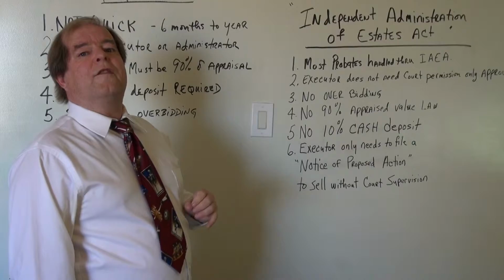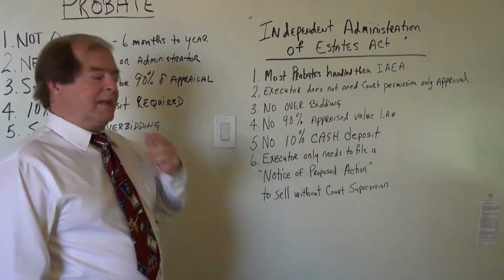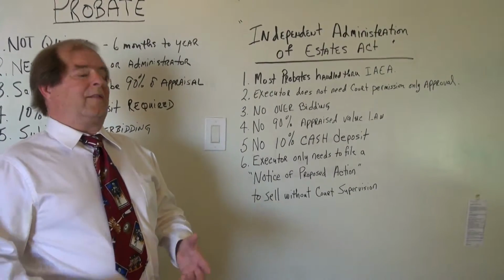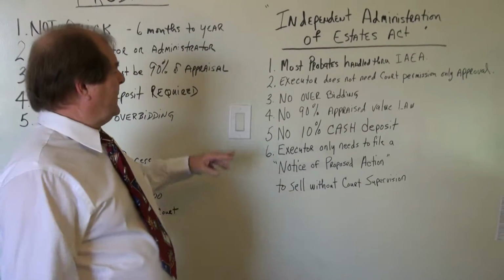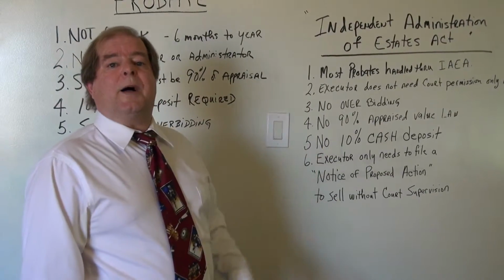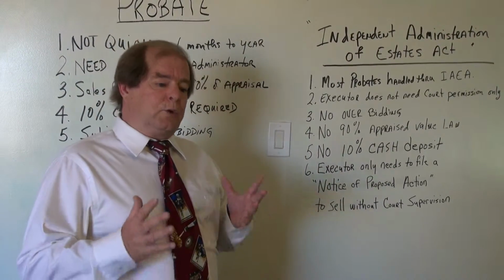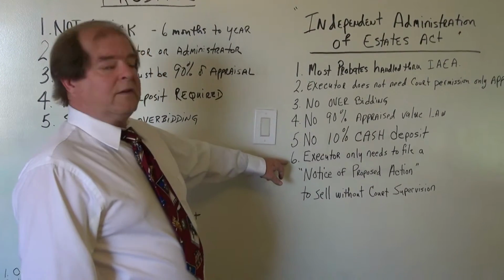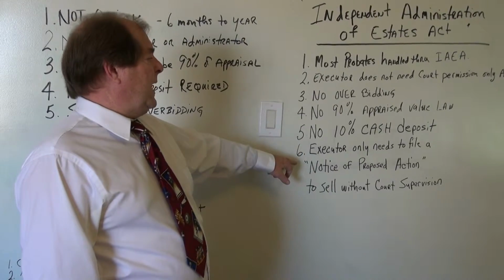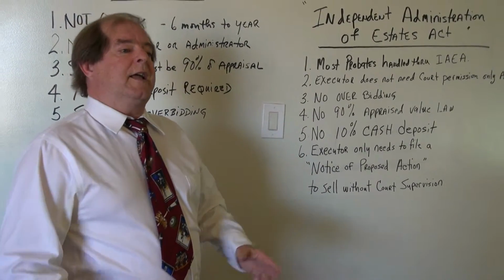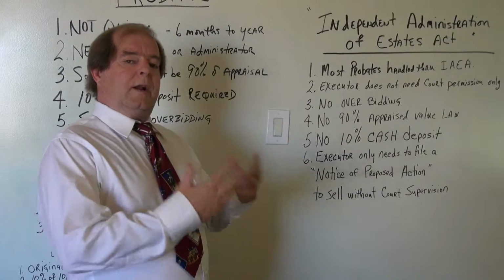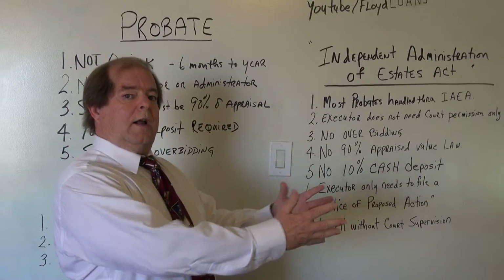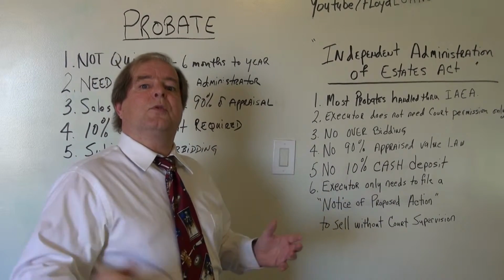There's also no overbidding. I love that personally, because I'd like to buy something for $50,000 that might be worth $100,000. If there's overbidding, everybody's going to show up and overbid that one. You also do not need a cash deposit. It's up to the executor to decide what the deposit's going to be, not the court. And the executor has to file a notice of proposed action. If they're selling the property to me, the court needs to know about it, and so they will file the notice of proposed action to the court to get a stamp of approval, basically.